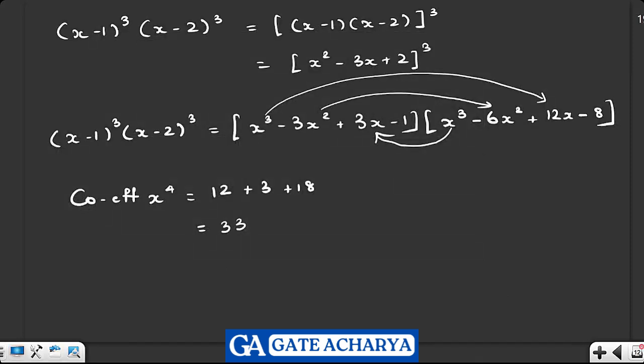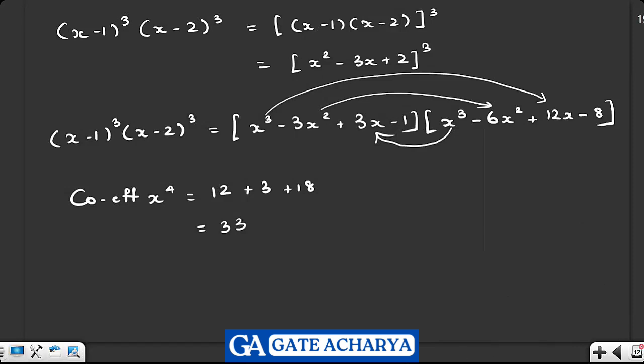Understood? So this is how I approach. You can even do the entire multiplication, but it is going to be a very horrible, lengthy equation, so why waste time on it? I am only interested in the coefficient of x raised to 4. Just see all the possibilities of x raised to 4, and from there come to the conclusion. This is what I prefer rather than going for trinomial expansion.